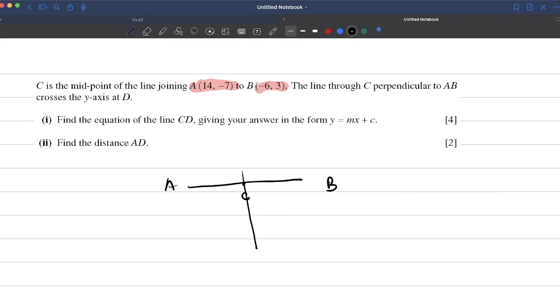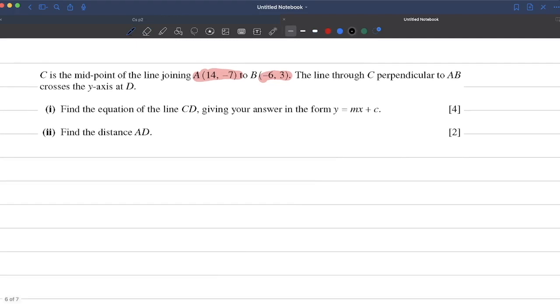Okay, we're being told that I need to find the equation of CD. Give your answer in the form y equals mx plus c. So first of all, I need to find the midpoint C. Once I find the midpoint C, I can find the gradient of AB. Once I find the gradient of AB, I can get the equation of this line CD. So using that, we can actually do it. So I'm going to rub this part.